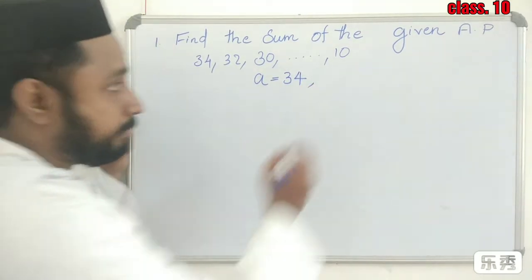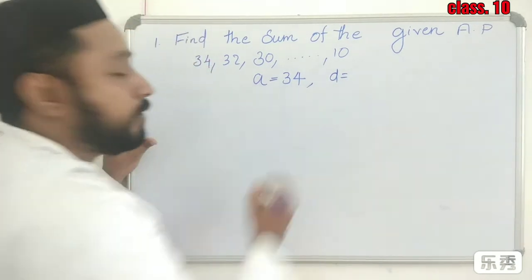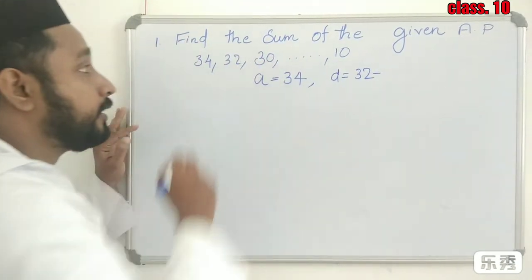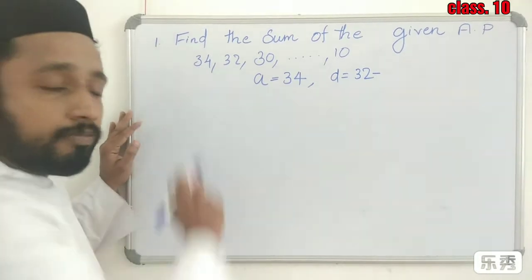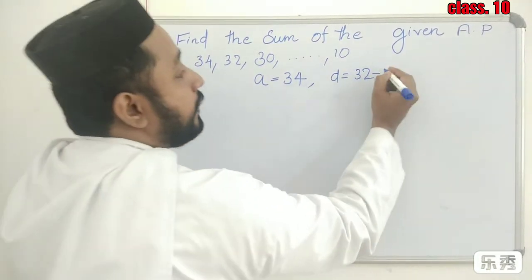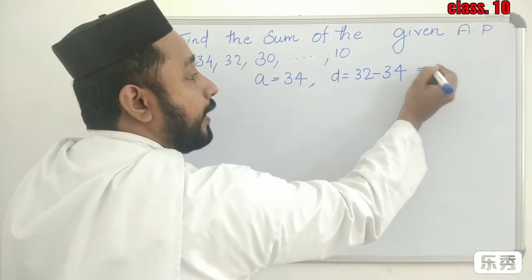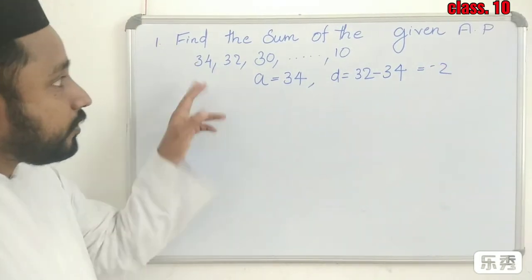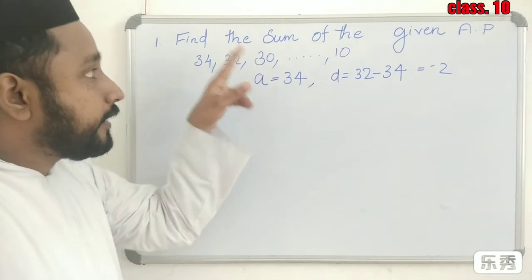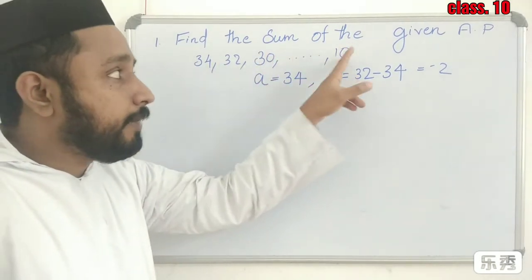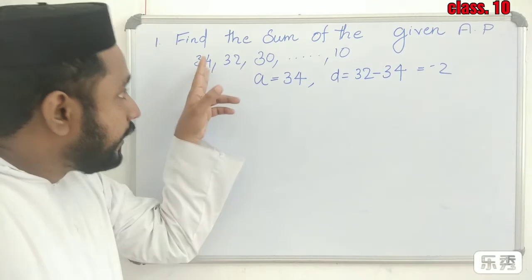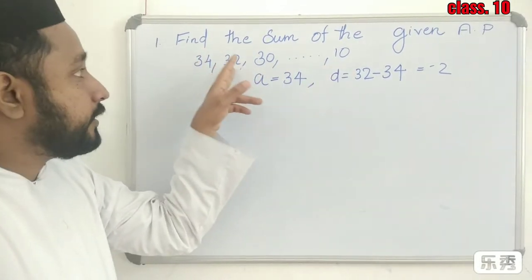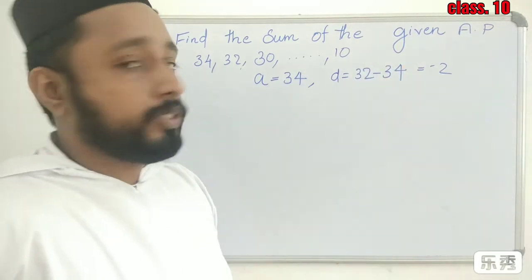What about d? d means a2 minus a1. So a2 minus a1 means 32 minus 34, since 32 is the second term and 34 is the first term. So d is equal to 32 minus 34, which is equal to minus 2. So we have an AP 34, 32, 30, etc., 10. From this AP, we can write a is equal to 34, d is equal to a2 minus a1, which means 32 minus 34, which is equal to minus 2.